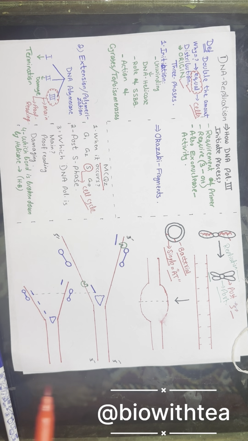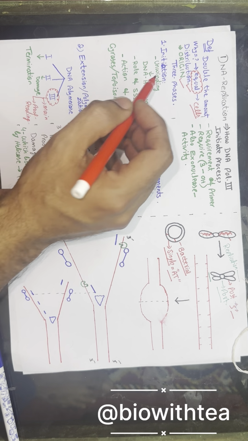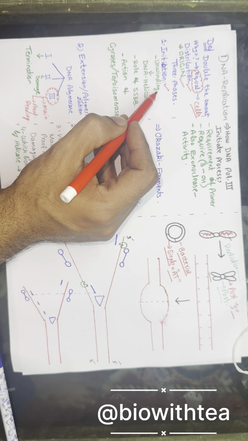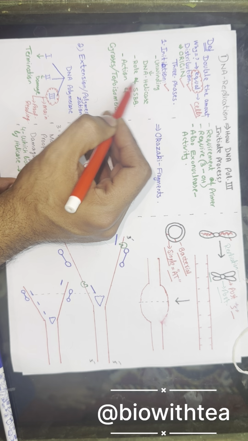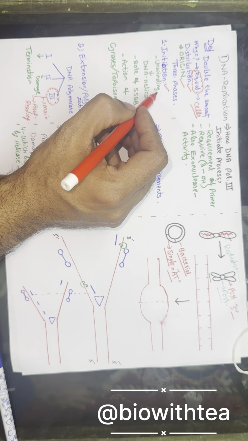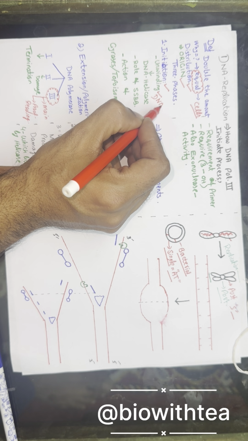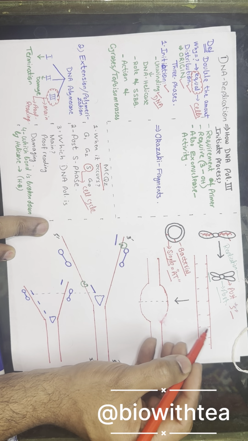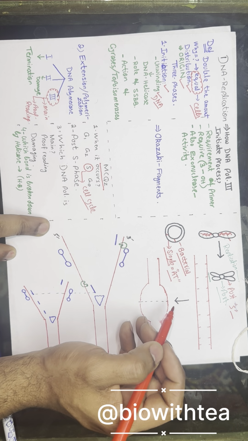Well, replication has been divided into three main phases. The first phase is initiation, meaning the beginning of something. These events will be completed during the replication process. The first one is unwinding of DNA. Look here. This is the double-stranded DNA, and here the replication has still not started.